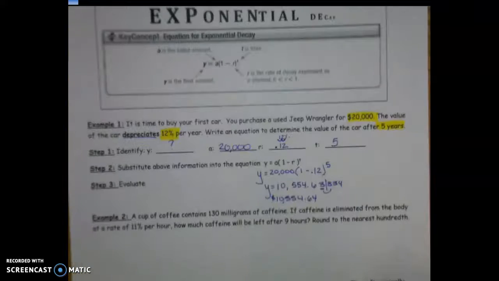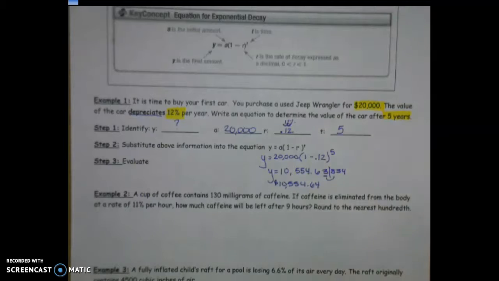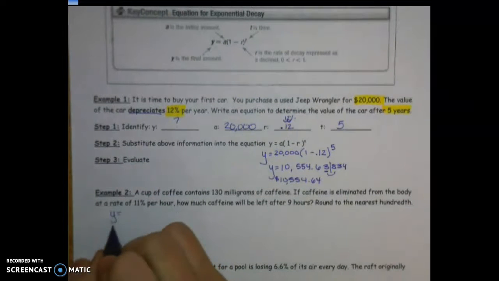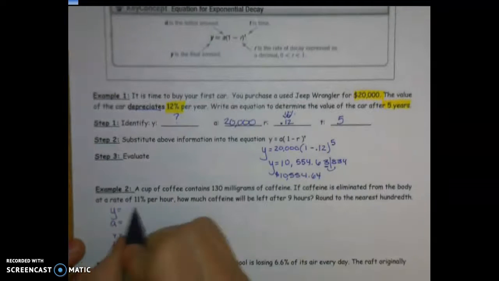Okay, let's take a look at number 2. A cup of coffee contains 130 milligrams of caffeine. If caffeine is eliminated from the body at a rate of 11% per hour, how much caffeine will be left after 9 hours? So we are going to identify our y, a, r, and t. Y is usually what we're looking for. So that's my question mark.